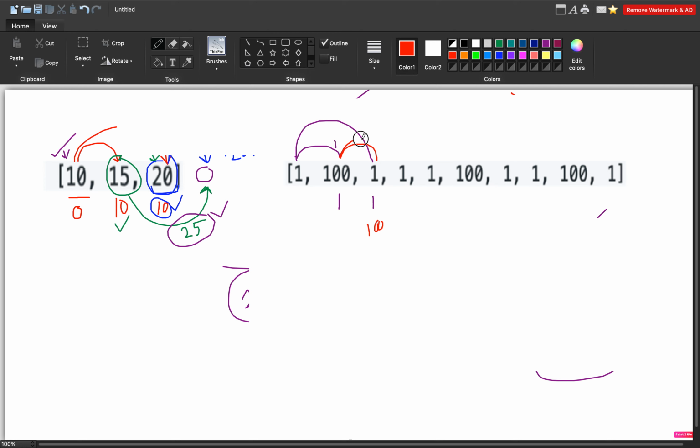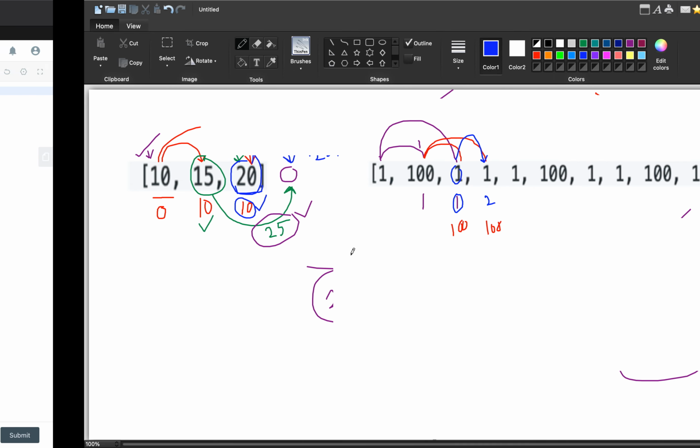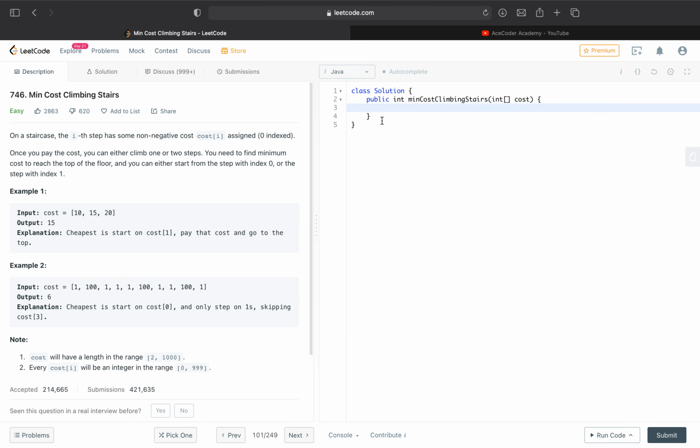Or we can try this one also. Again here it will be 100, but we can also reach here from this particular position, so it will be 1 plus this one, which will be 2. So likewise we have to see what all possibilities are possible. So let's code this up and you will get a better understanding. Firstly I will do a recursive solution, the very basic approach that can come to your mind.